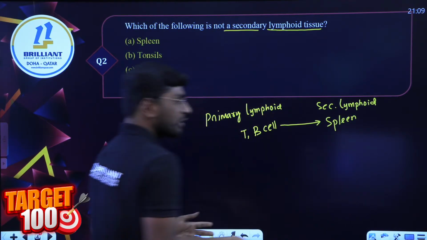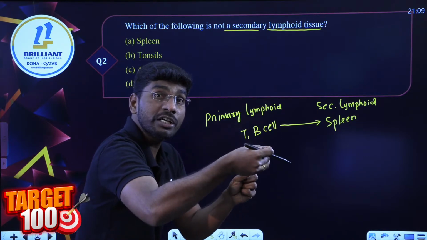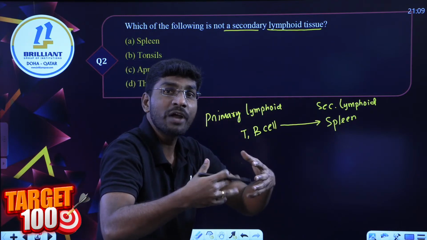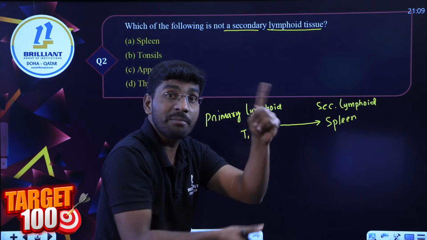Such as Peyer's patches, such as the appendix. Am I clear? For what? Functional maturation. Remember all of you, exactly here only they will undergo training how to attack antigens. They become effector cells. Remember all of you.